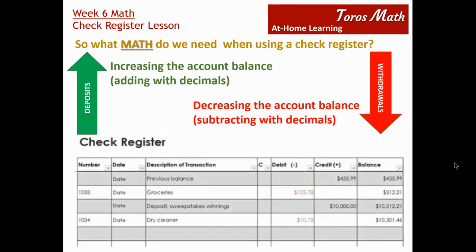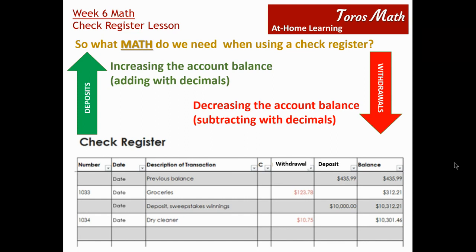So there's a sample check register down below. And if you notice here, every check register, there's a lot of different examples out in the real world. Some of them call it debits, where money is coming out, or credits, where money is going in. But for sixth grade, we're just going to use our common terminology. Debit will be a withdrawal, money coming out, and credit going into the account will be the deposits.